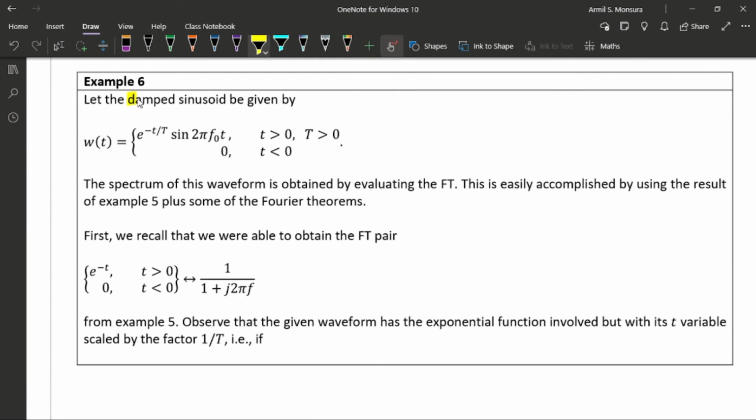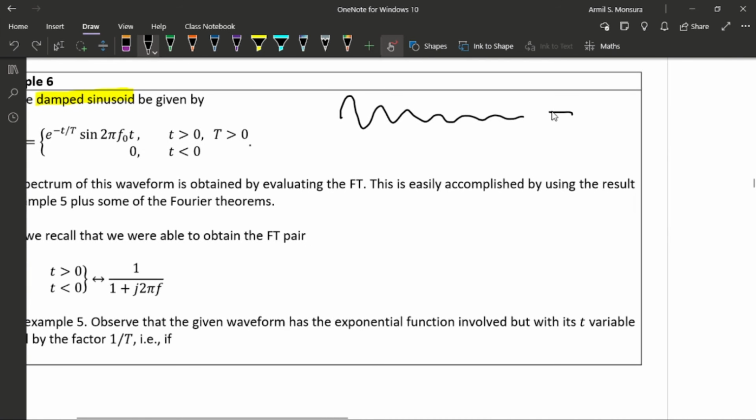We now have what we call here a damped sinusoid. A damped sinusoid is actually a waveform that results when you multiply a sinusoidal signal to an exponential signal, usually a decaying exponential signal. If you multiply your sinusoid to a decaying exponential signal, it results in a sinusoid that decays over time. So ito yung tinatawag nating decay. This is the waveform that we consider a damped sinusoid.